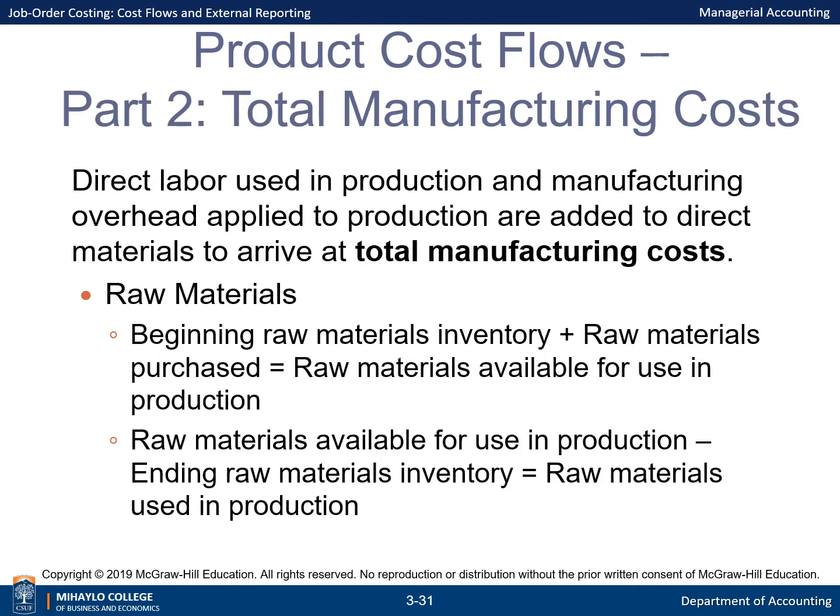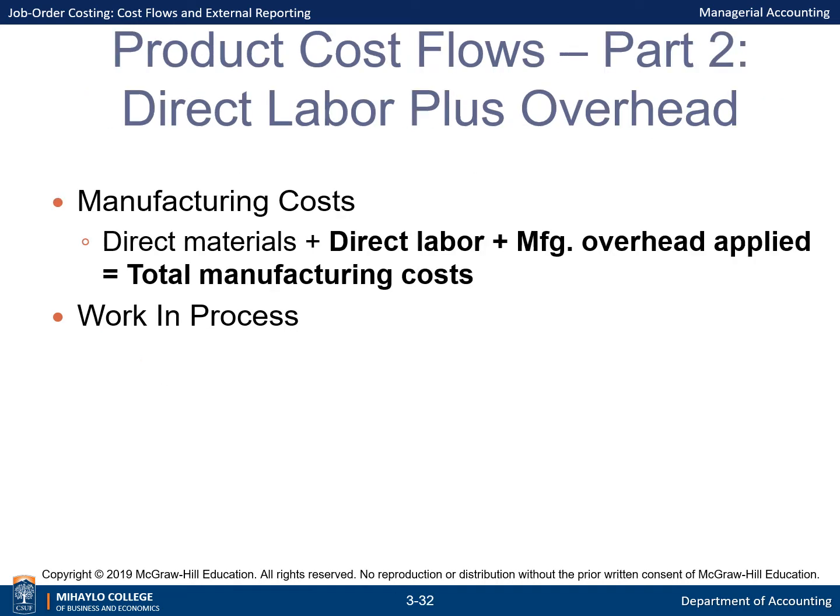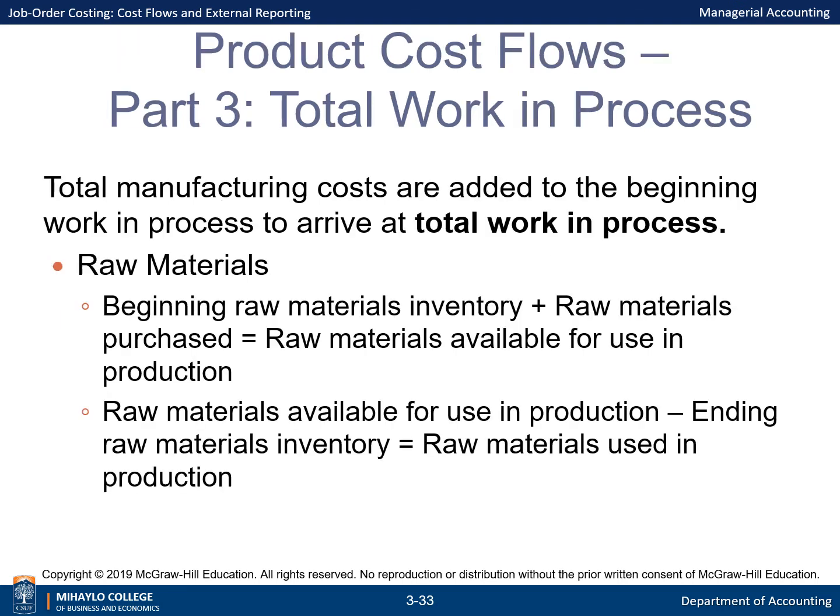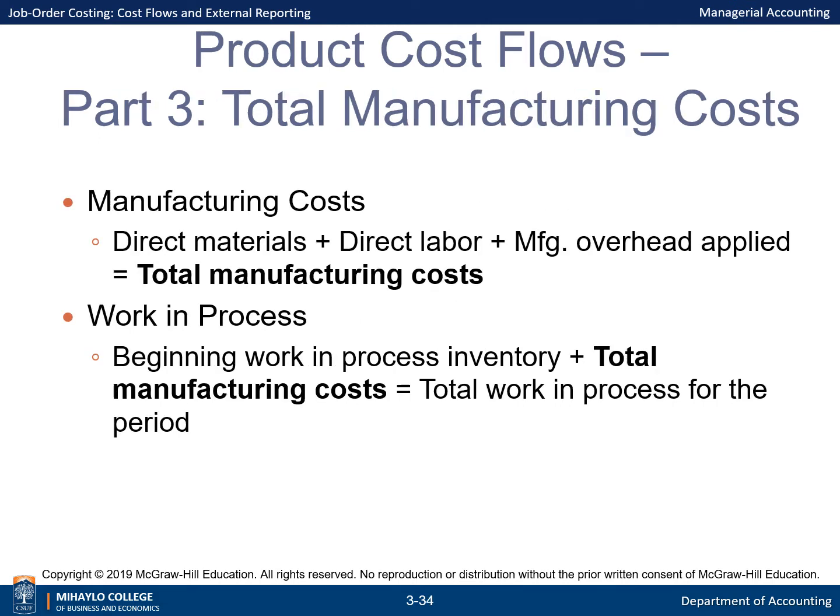Direct labor used in production and manufacturing overhead applied to production are added to direct materials to arrive at total manufacturing costs. Direct materials plus direct labor plus manufacturing overhead applied equals total manufacturing costs. Total manufacturing costs flow into work-in-process inventory. Total manufacturing costs are added to the beginning work-in-process to arrive at total work-in-process.